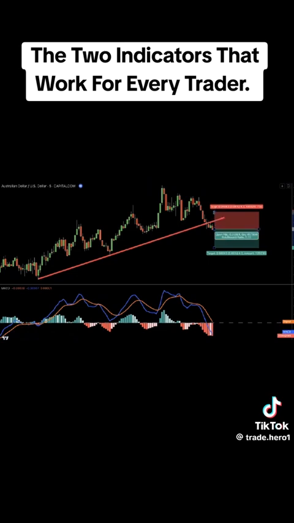Entry: at the close of the breakout candle on the 5-minute chart. Stop loss: just above the broken trend line, in case the breakout fails. Target: the next key support level, with a minimum 2-to-1 reward to risk ratio.